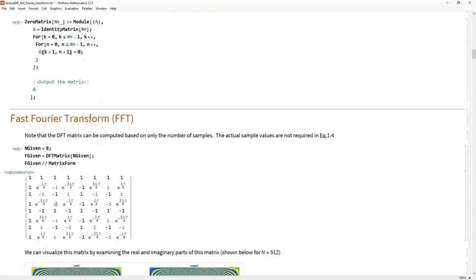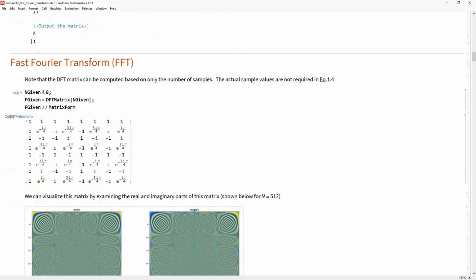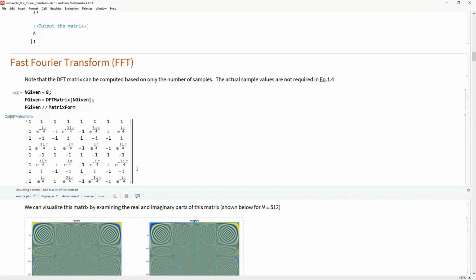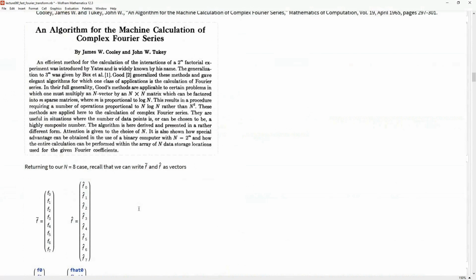Okay, so let's keep going. For our case of n equals 8, I'll just use my little module I wrote, and this is exactly what we had on the board. This is our 8 by 8 problem. Let's keep scrolling. We talked about all this already.